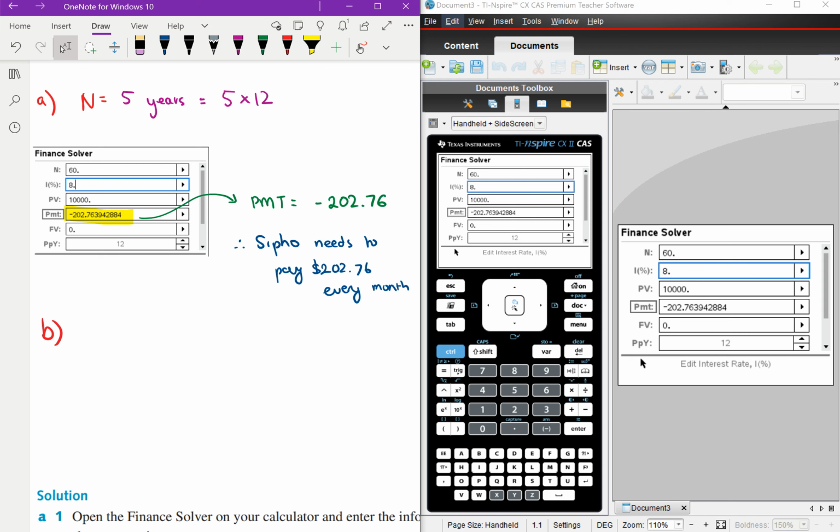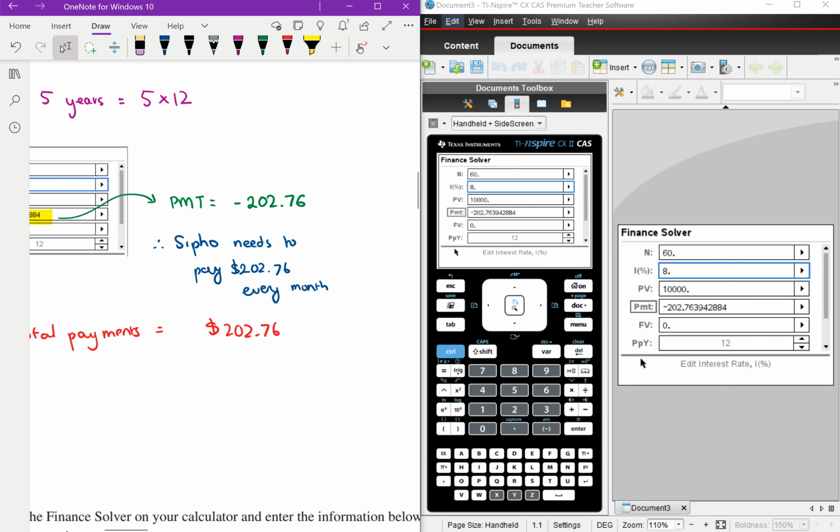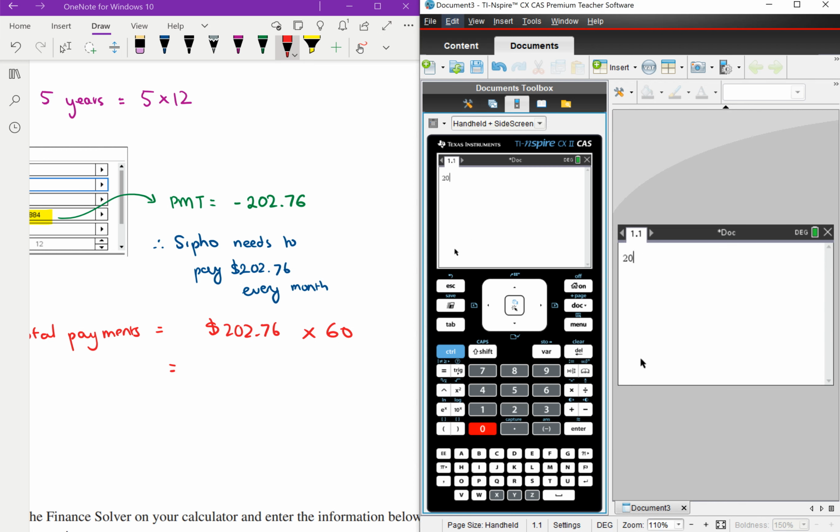So if I wanted to know the total payments I've made, you've paid $202.76 every month, and over the course of 5 years you paid 60 times. So it's $202.76 times 60. I just have to press escape and go 202.76 multiplied by 60, and that gives me $12,165.60. That's how much I would have had to pay over the course of 5 years.